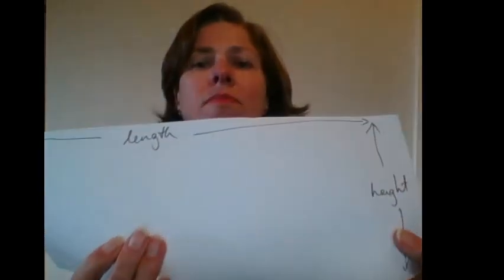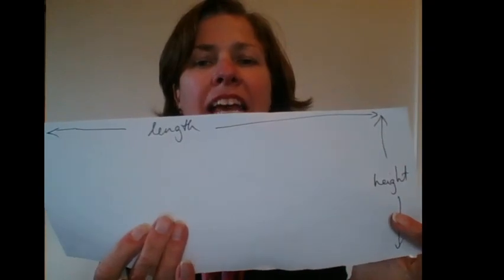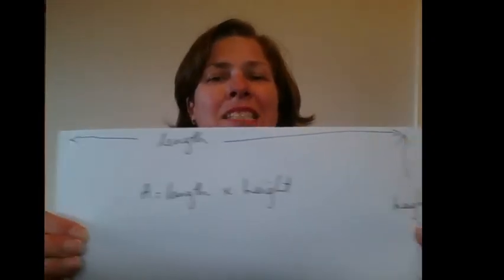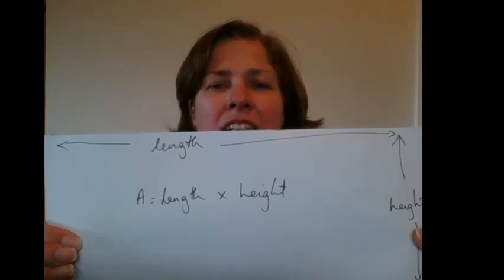So for my rectangle, I've got a length and I've got a height. And my area is going to be the length times the height. All right, the height, I'm just going to call h because I know what it is, but I still don't know what the length is. Wait a minute, yes I do. We decided that the length is the same as the circumference of this circle.